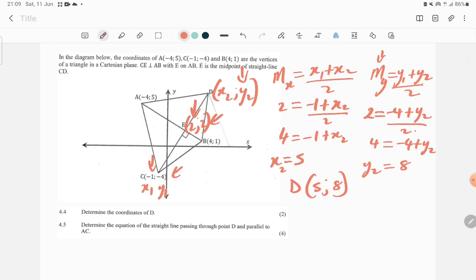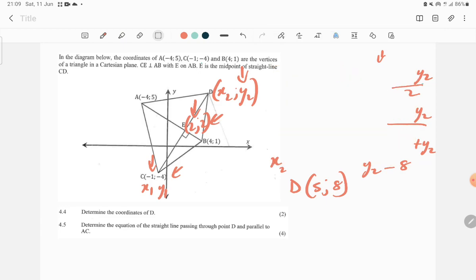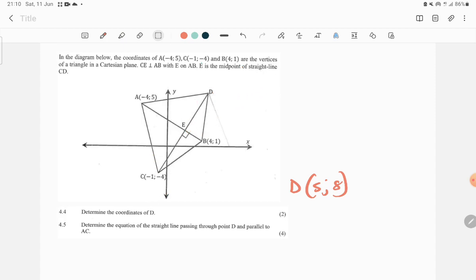We are having, let me just rub off everything else that we might not need. You can always go back to check the information that I rubbed off if you need one. Then the coordinates of D, I can just rub these ones. The coordinates of D is (5, 8). Good. Now determine the equation of the straight line passing through point D and parallel to AC.